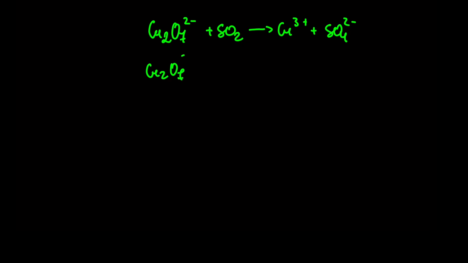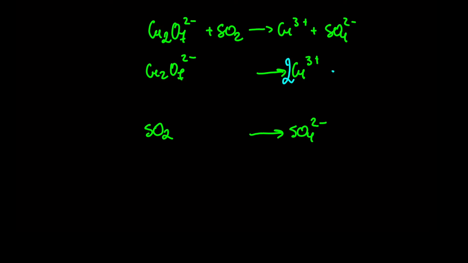Now let's look at another reaction between dichromate ion and sulfur 4 oxide. The first rule was to write half reactions. Dichromate ion became chromium 3 plus ion, and sulfur 4 oxide became sulfate anion. Let's start with the first half reaction. We need to balance the center element, which is chromium. So we write 2 in front of Cr3+.